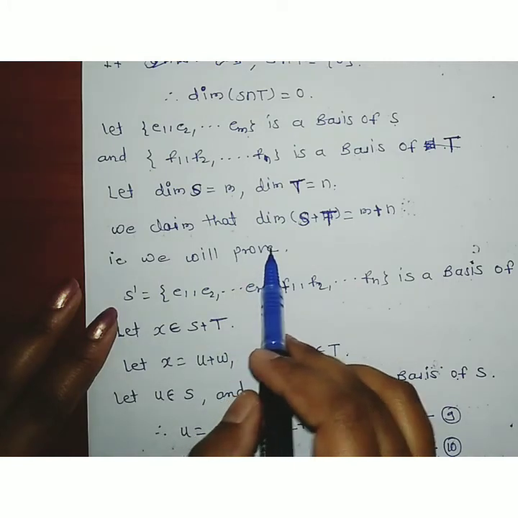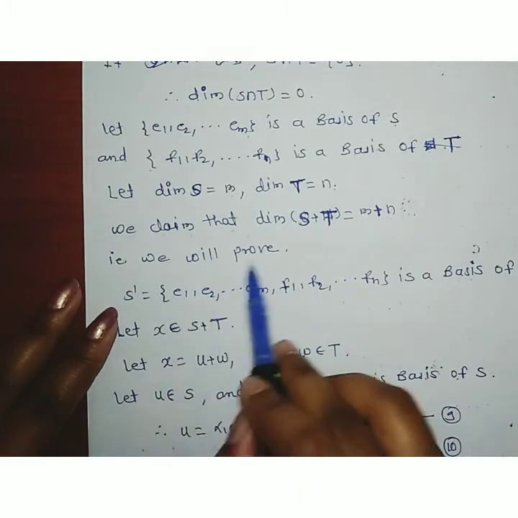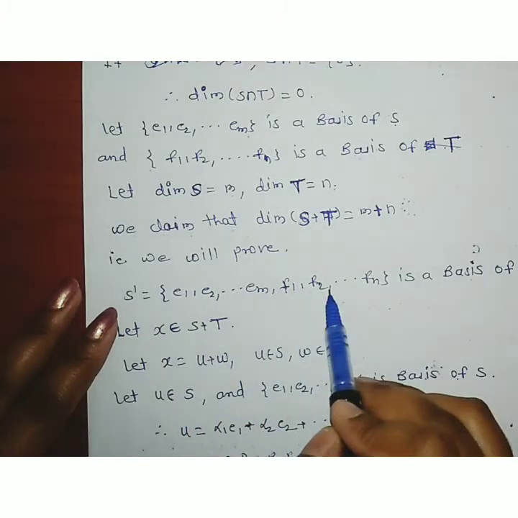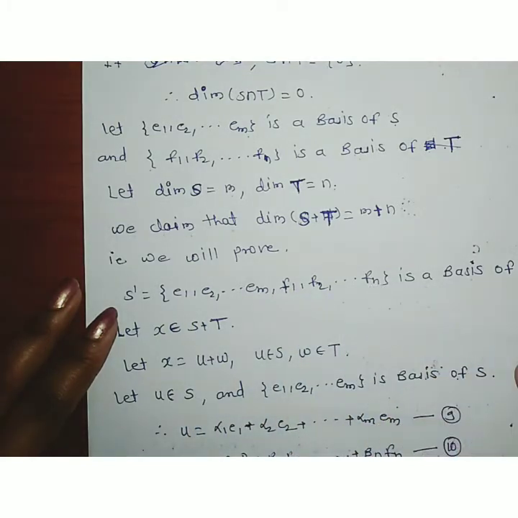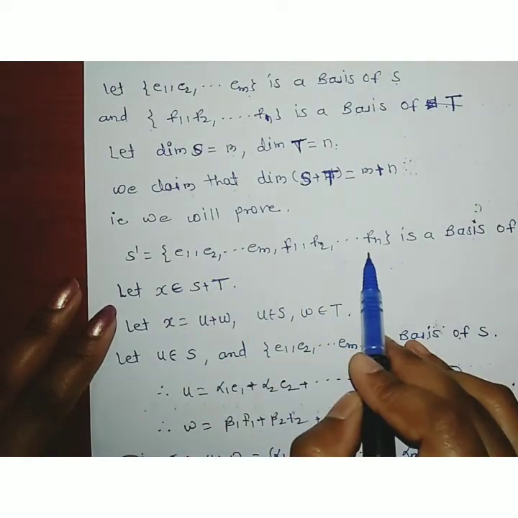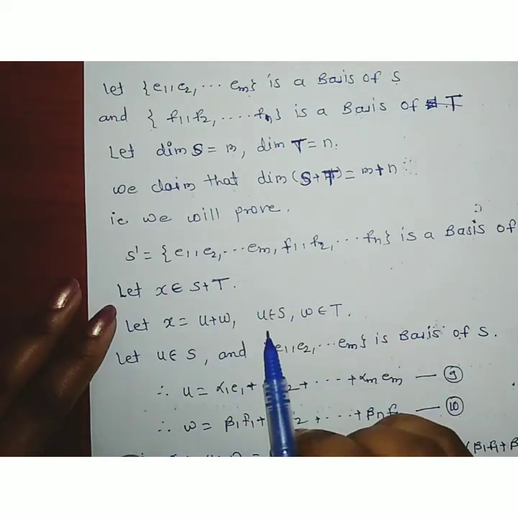What we will prove? The basis for S plus T contains how many elements? M plus N elements. So we will prove that. Let S dash equal E1, E2, Em, F1, F2, Fn be a basis for S plus T. Using the same procedure as above, we have to show that this set is linearly independent and spans S plus T.